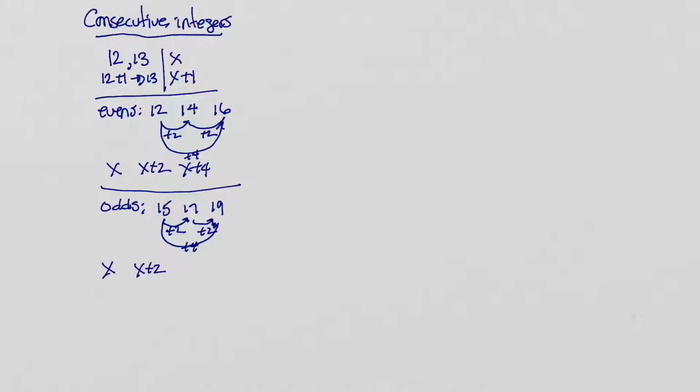This one might be the 15, then 15 plus 2 is 17. And then you'd have to add 4 to it to get to the next one, right? What have you got? 15 plus 2 is 17. 15 plus 4 is 19. So even though they're odd or even, if x is the first one, you add 2 to get to the next one. You add 4 to get to the one after that. So x, x plus 2, x plus 4 represents consecutive evens and odds.